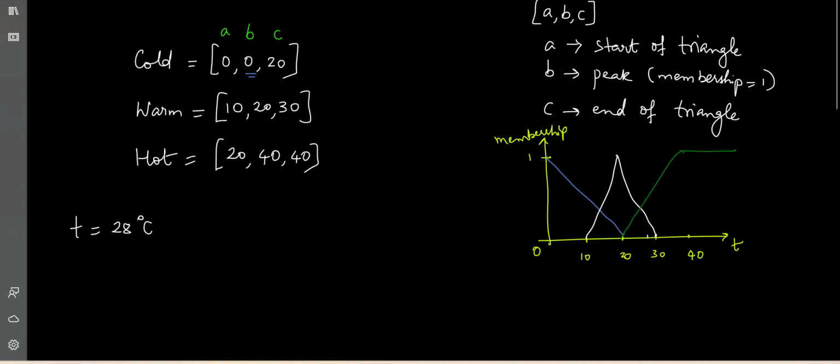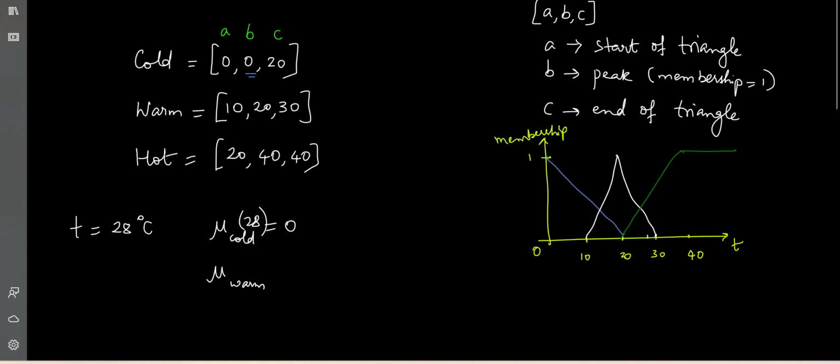That means the cold membership, mu of cold, will be 0 for x equal to 28. So the input value gives 0. Similarly, if I calculate mu of warm, I need to know which side 28 is lying on. On the rising side of the warm membership or on the falling side? It is lying on the falling side, right?